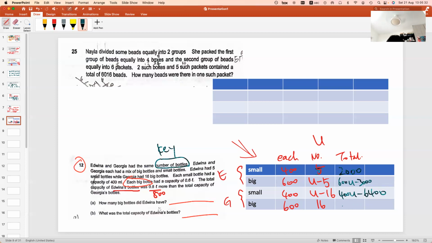This is 96. So here, form an equation, minus.